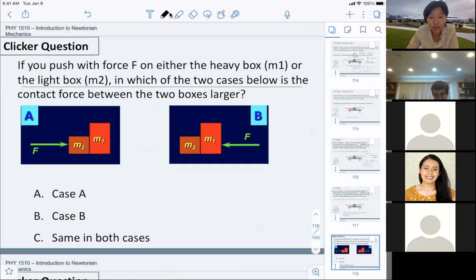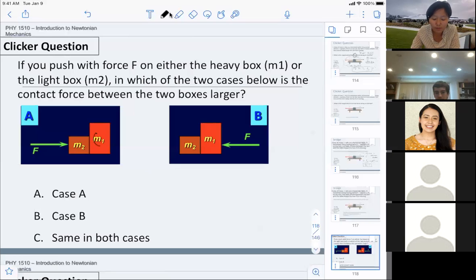In which of the two cases is the contact force between the two boxes larger? What do I mean by contact force? In this case, there must be a force pushing M1, and that force is coming from M2. In case B, there is a force pushing on M2, and that is coming from M1. So that's what I mean by contact force.